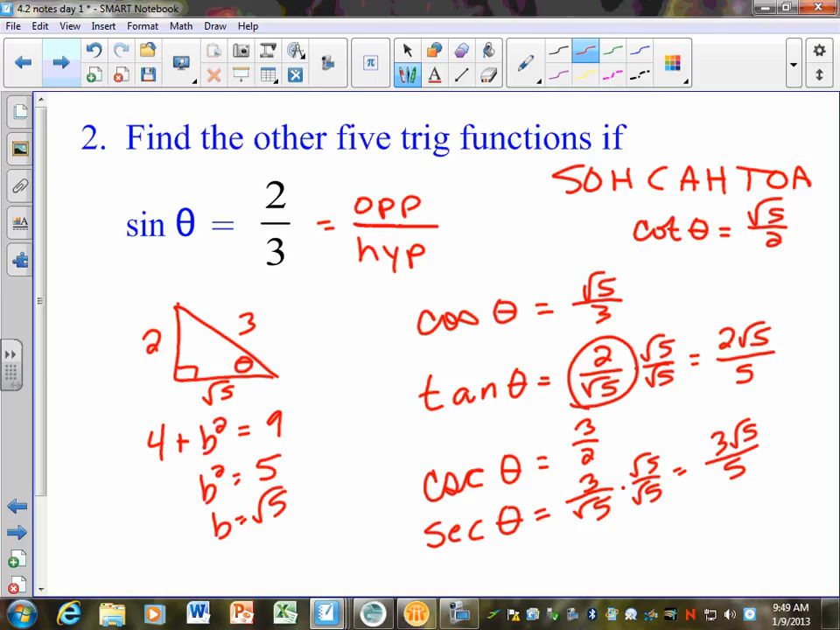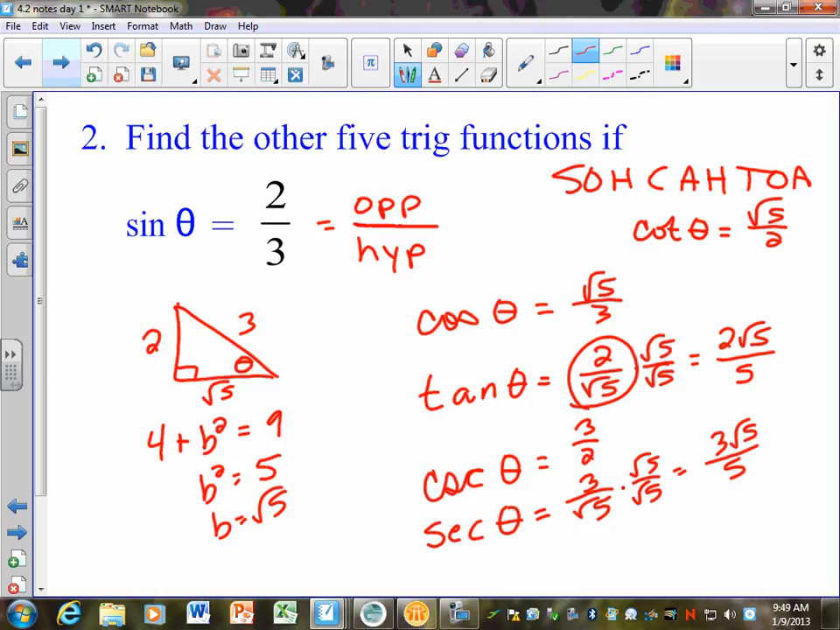Questions about that? There is not a button on your calculator for that, but we'll talk about how to do that later on. No. Are we good with this, though? This is not so bad, right?